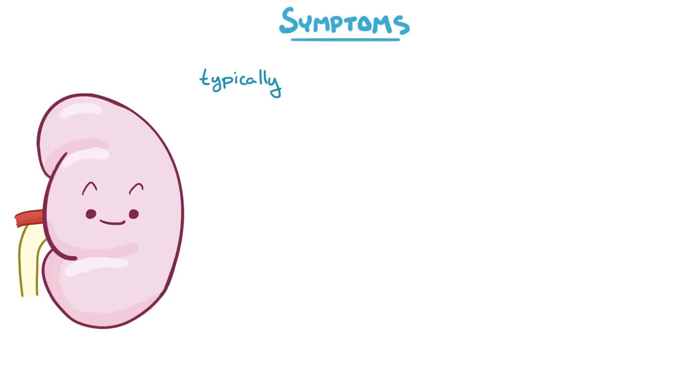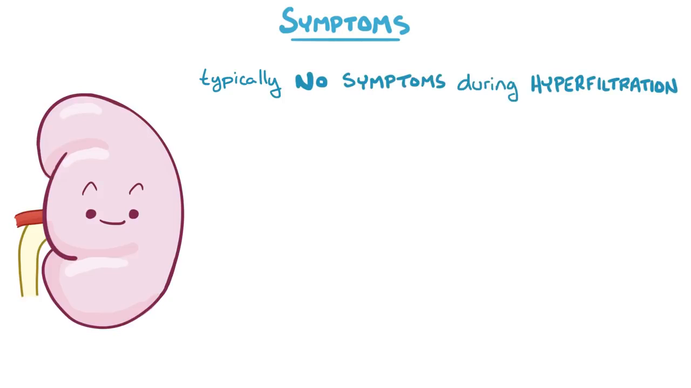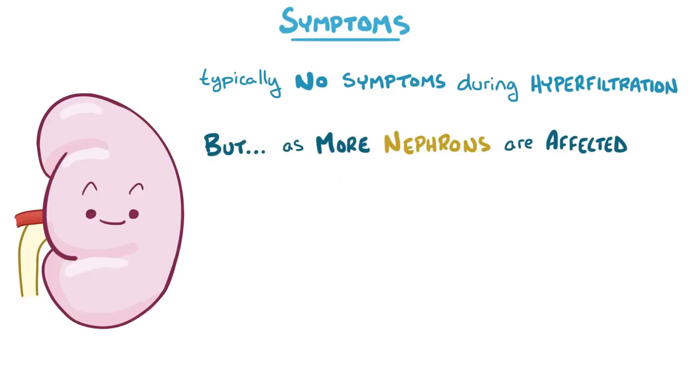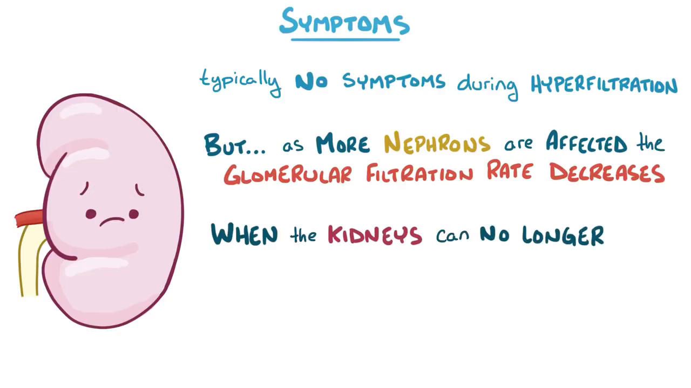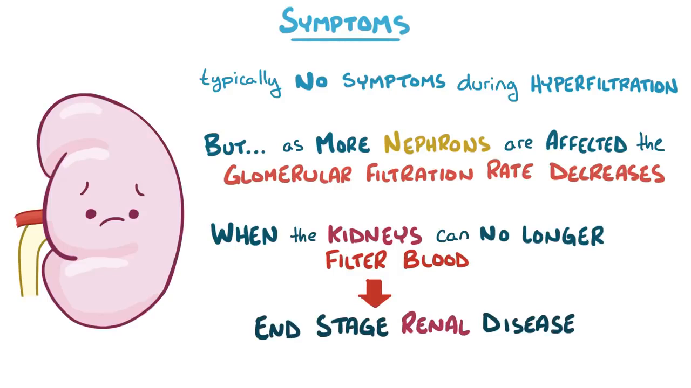Typically, diabetic nephropathy starts quietly, with no symptoms during the hyperfiltration phase. But over time, as more and more of the nephrons are affected, the kidney becomes less and less effective at filtering the blood into the urine, and the glomerular filtration rate decreases dramatically. Once the kidneys no longer can do their job of filtering the blood, a person enters into end-stage renal disease.